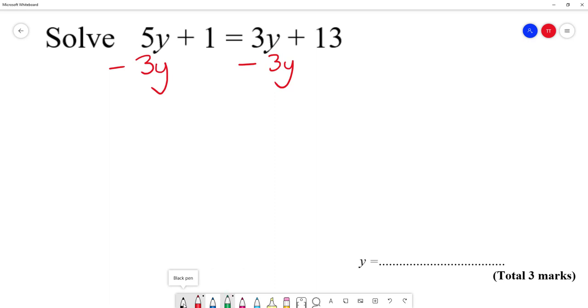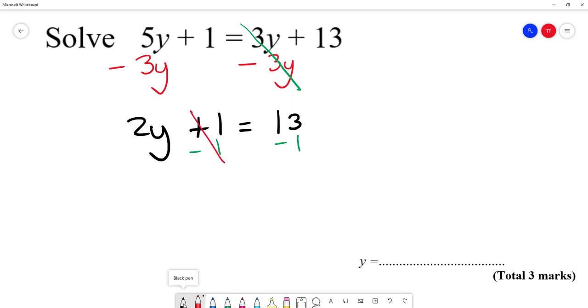Now positive 3y and minus 3y will cancel out, so we can cross them out, and then we can solve this. 5y minus 3y gives me 2y, then we get a plus 1, that equals 13. Then we minus 1 on both sides of the equation. They're going to cancel out, so 2y equals 13 take away 1, which is 12.